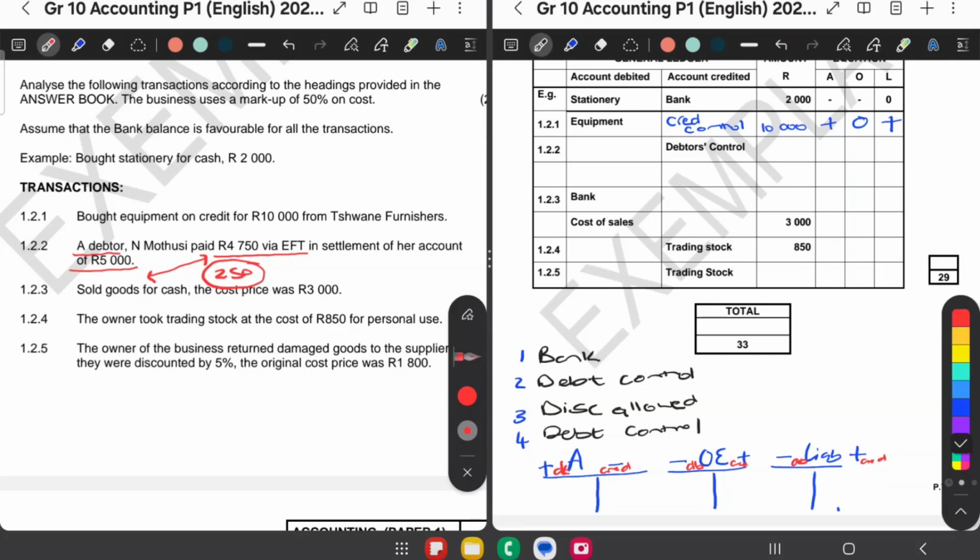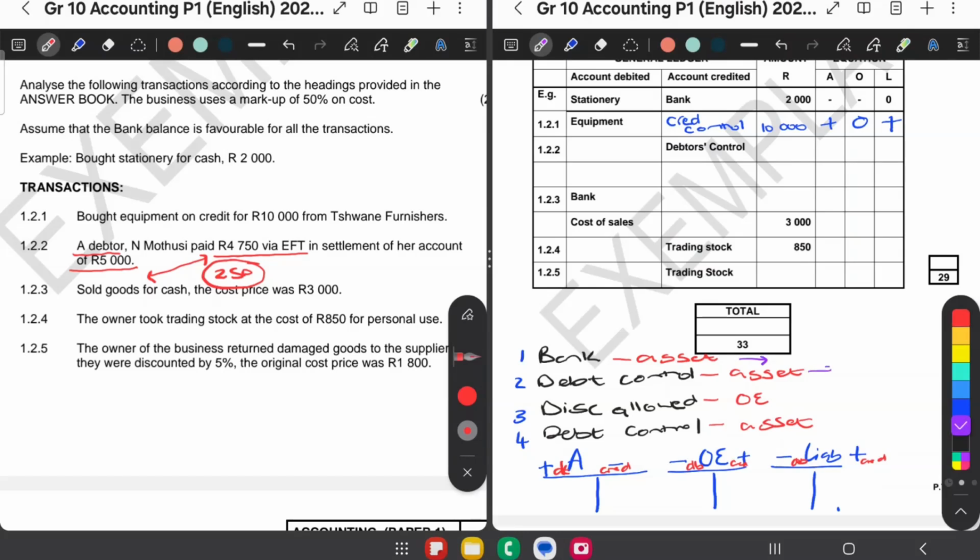Now we're going to classify the accounts. Let's write what kind of account these are. Bank is an asset. Debtors control is an asset. Discount allowed is an expense, so it falls under owner's equity. And then debtors control again is still an asset.